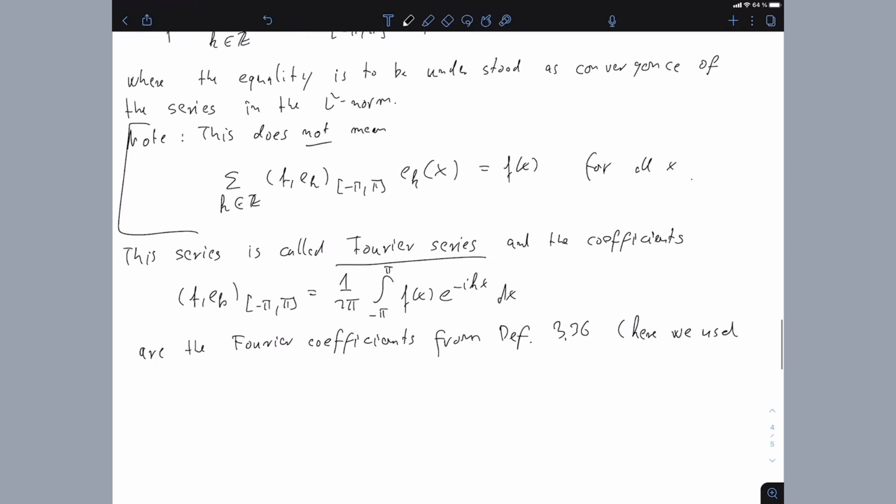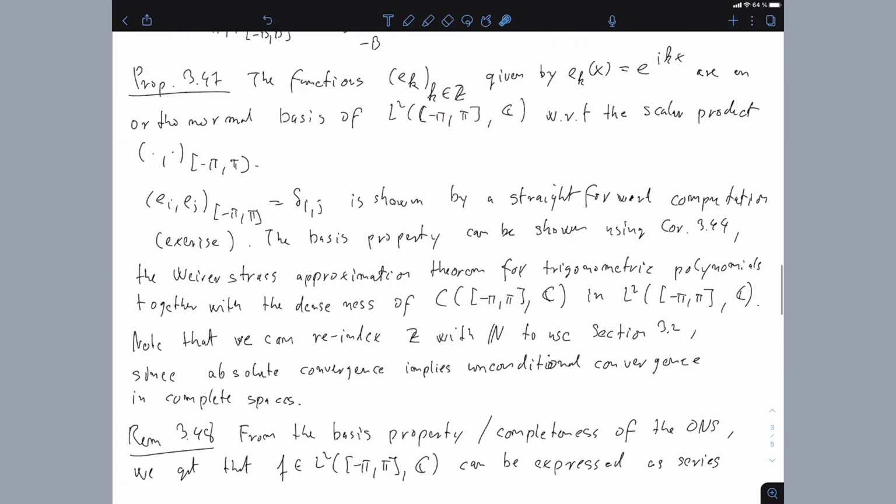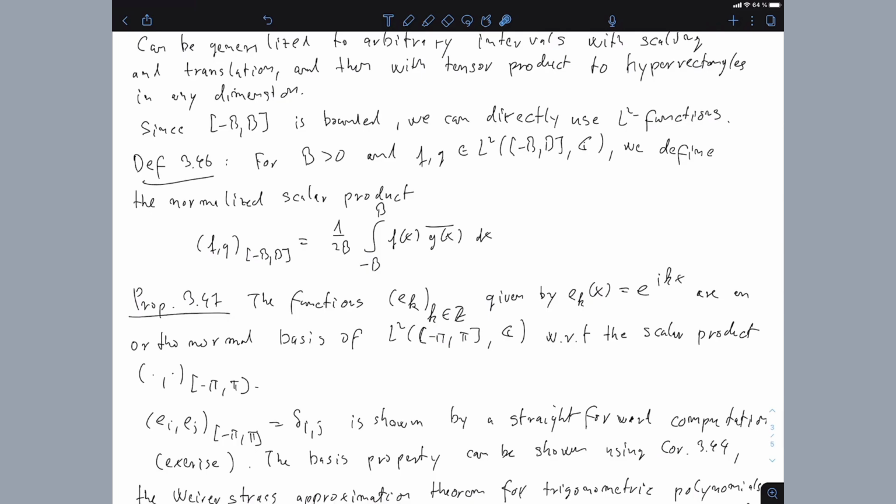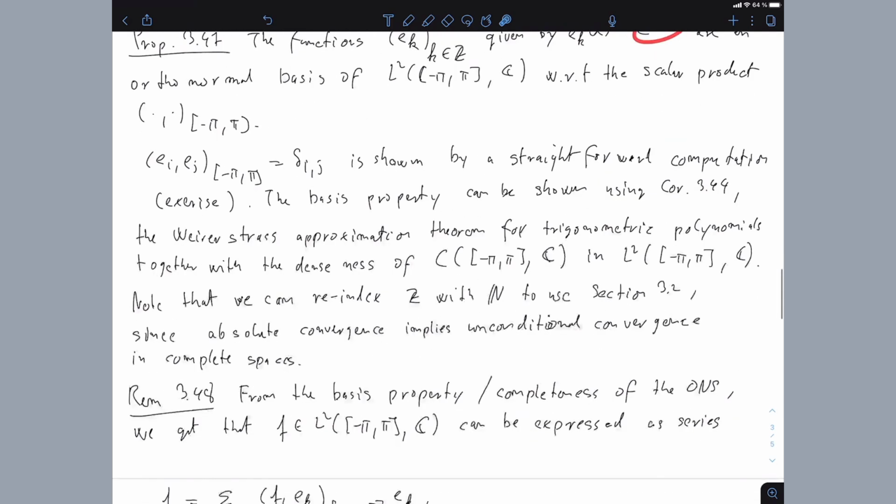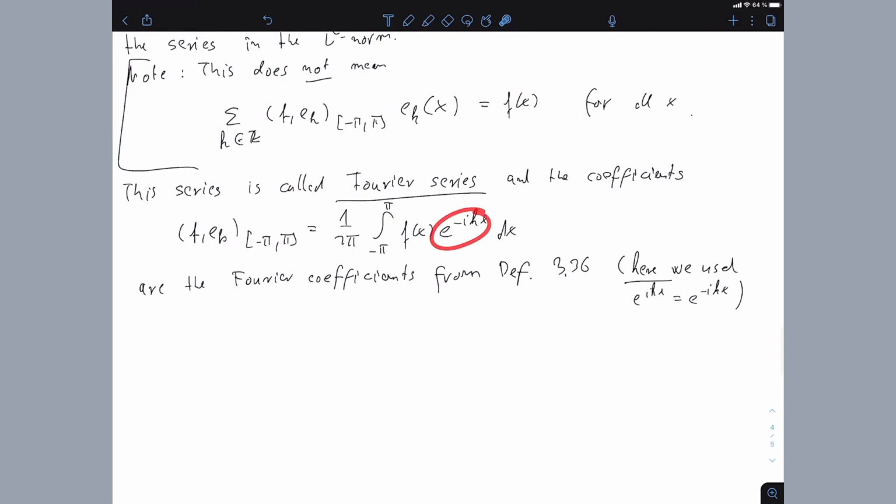And we used here that e to the i k x conjugated is e to the minus i k x. Because if you insert f and e_k in the definition of the scalar product, we have to integrate the product of f with the conjugate of e_k, and e_k was defined without a minus, and the conjugation here gives us the minus.